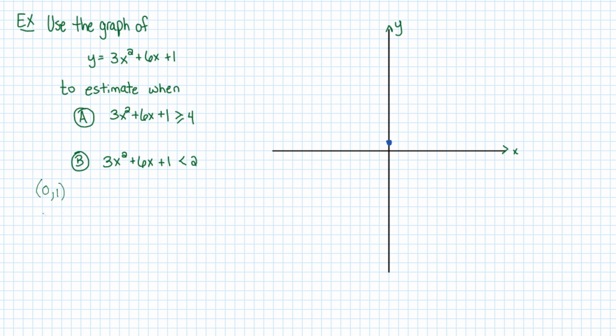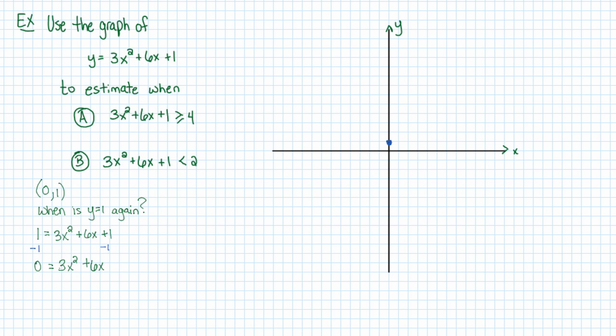Then I ask myself, when is y equal to that output of 1 again? So let's go ahead and find that out. We'll just let y equal 1 in our quadratic equation here. We get 1 is equal to 3x squared plus 6x plus 1. We'll subtract 1 from both sides and get 0 is equal to 3x squared plus 6x.